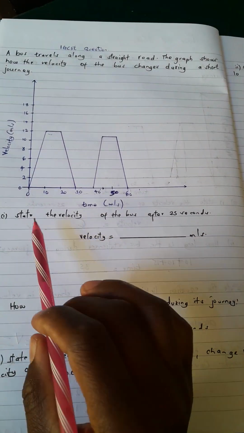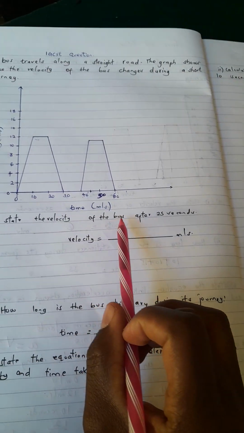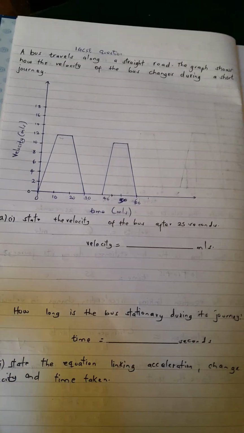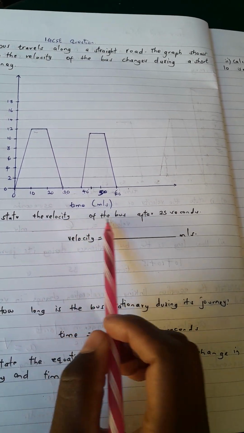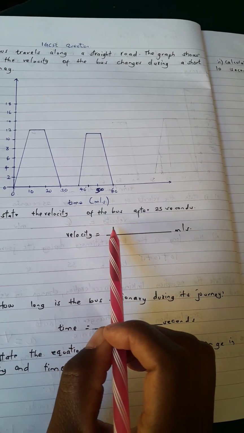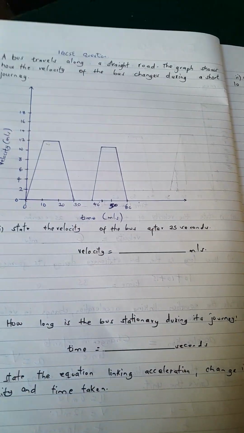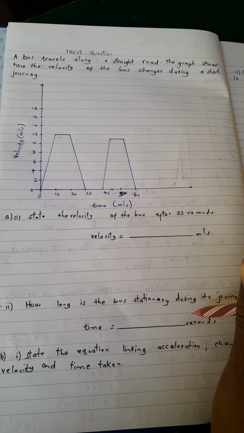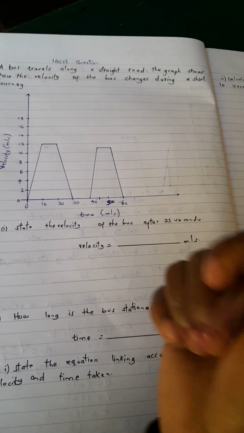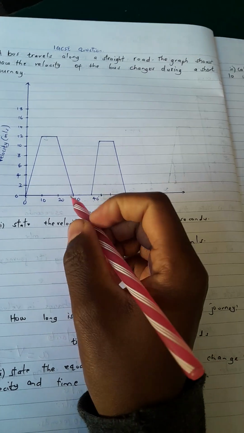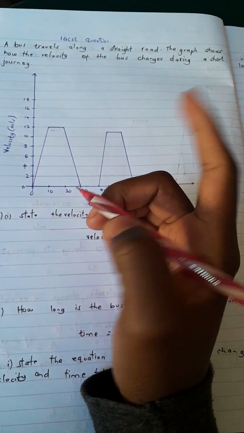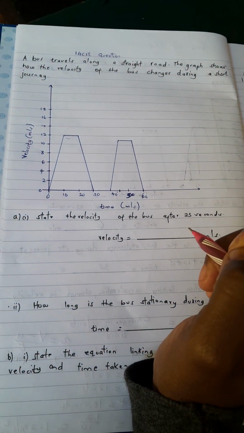So let's go to the question. State the velocity of the bus after 25 seconds. When you are given a question asking about the velocity from the graph, we should be careful on how we answer it. I know some of you may just go to the graph and take the point that coincides with 25, but that is not the way we are going to do this question.